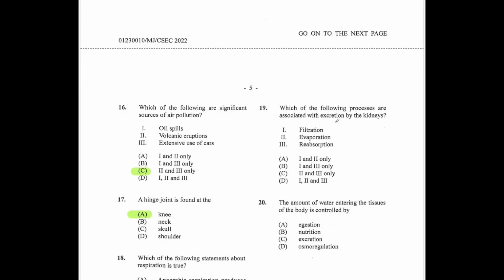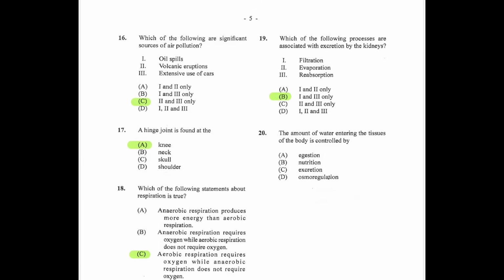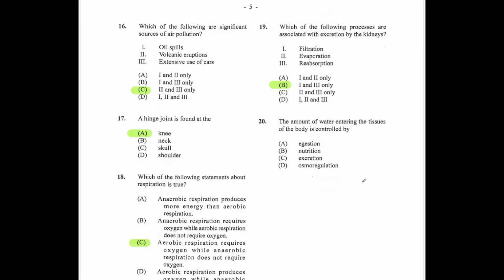Up to number 19, which of the following processes are associated with excretion by the kidneys? We have filtration or ultrafiltration, no evaporation, we have selective reabsorption. So 1 and 3, that puts the answer for 19 at B. Question 20, the amount of water entering the tissues of the body is controlled by, if we're talking about the control of water, we're talking about osmoregulation.